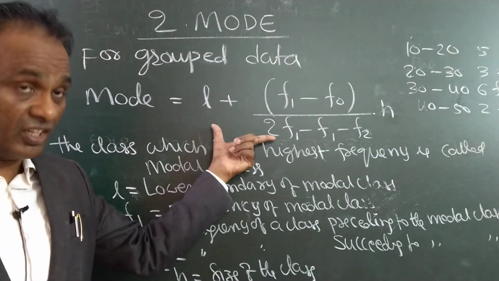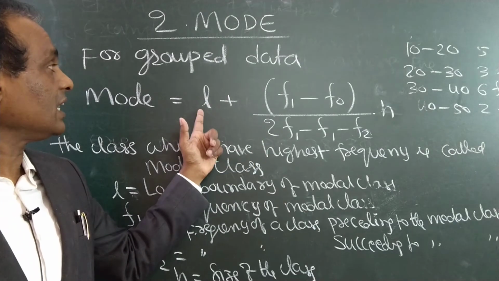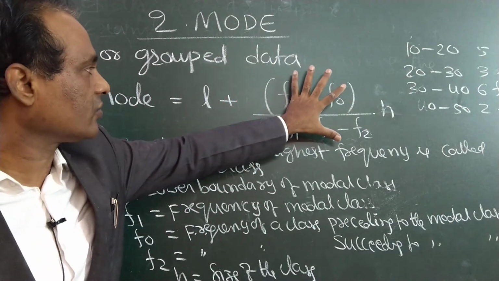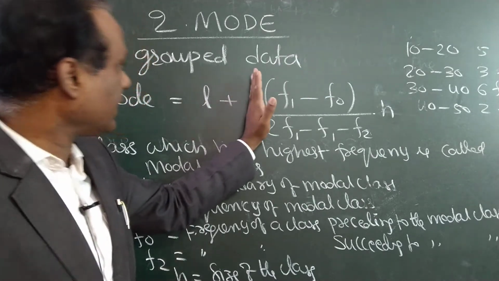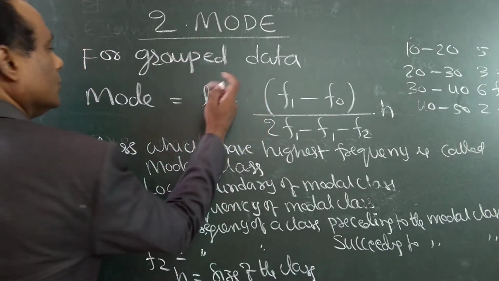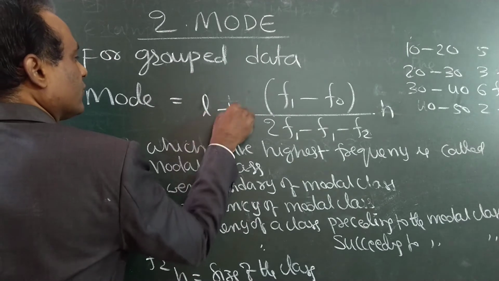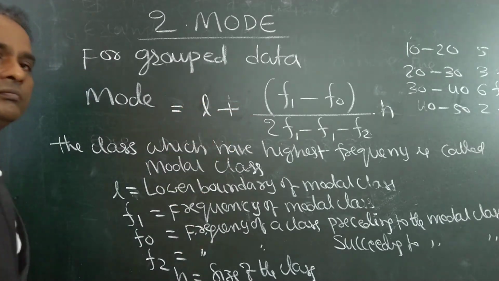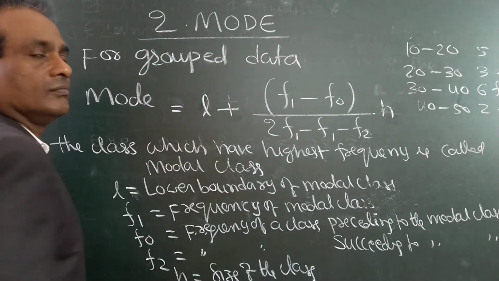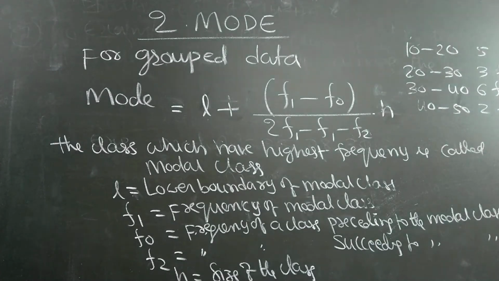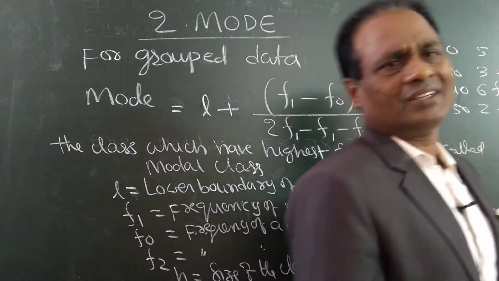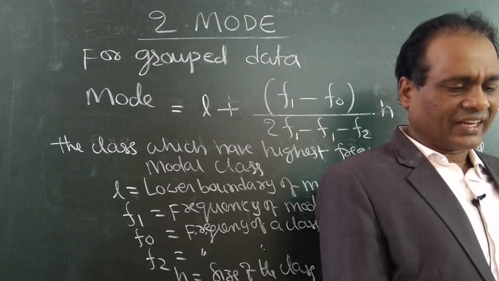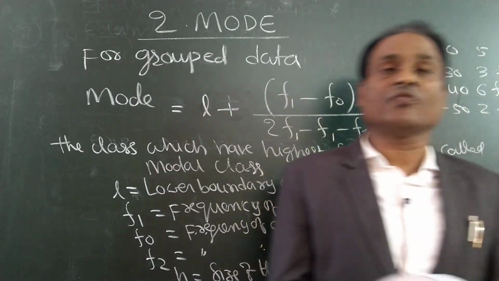For practice, remember this formula. L is separate, plus this fraction starts. L is not added to the numerator. The total fraction is separate, L is separate: L plus the fraction. Don't add L inside it. That's the only formula for the mode. In this second measure of central tendency, the mode, we have only one formula.